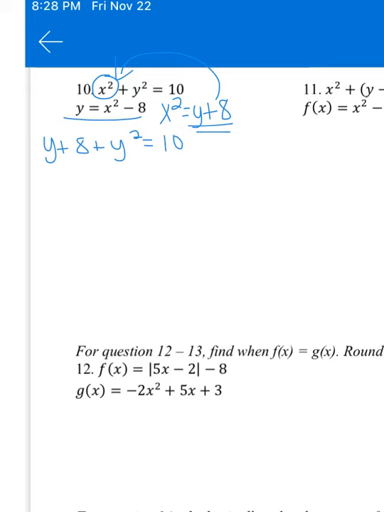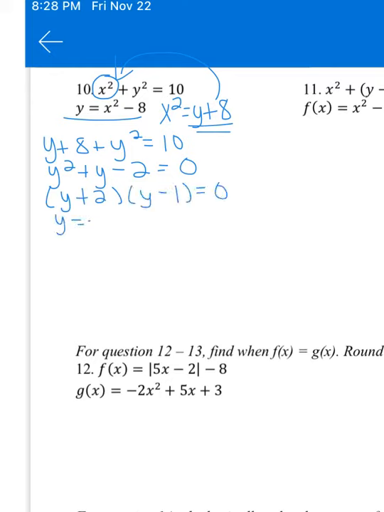You could also plug x squared minus 8 in for y and then double distribute that. So don't start correcting your answer just yet, because you might still get the same thing as me, just doing it a different way. So this is y squared plus y minus 2 equals 0. When I do master product on this, I get y plus 2 times y minus 1 equals 0, which is y equals negative 2 and y equals positive 1.